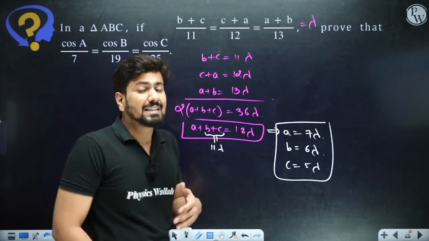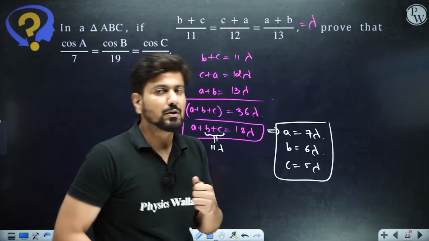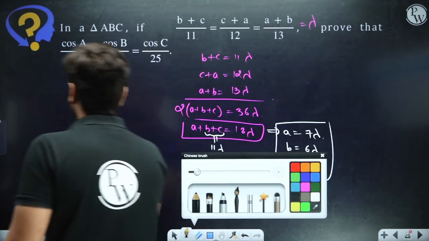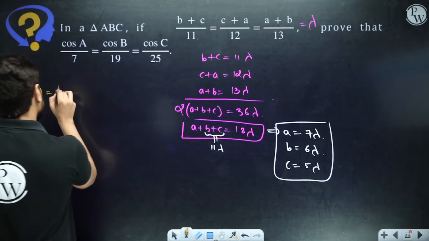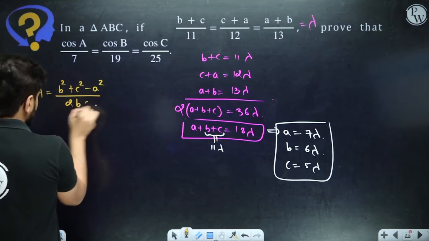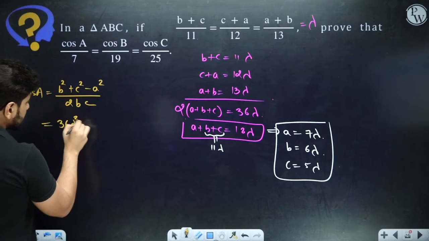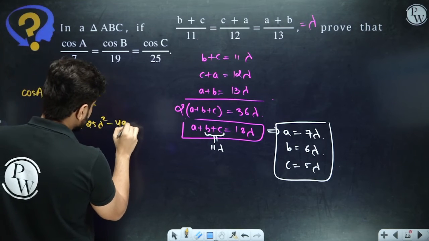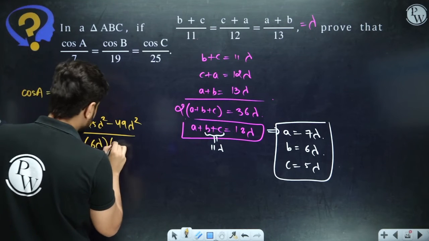So first of all, we got the values of A, B, C in terms of lambda. Now we can get the value of cos A, cos B, cos C by simply applying the formula that the value of cos A is equal to (B square plus C square minus A square) upon 2BC. So the value of B square, that will be 36 lambda square, C square, that will be 25 lambda square, minus A square is 49 lambda square, divided by 2 times B into C, 6 lambda into 5 lambda.